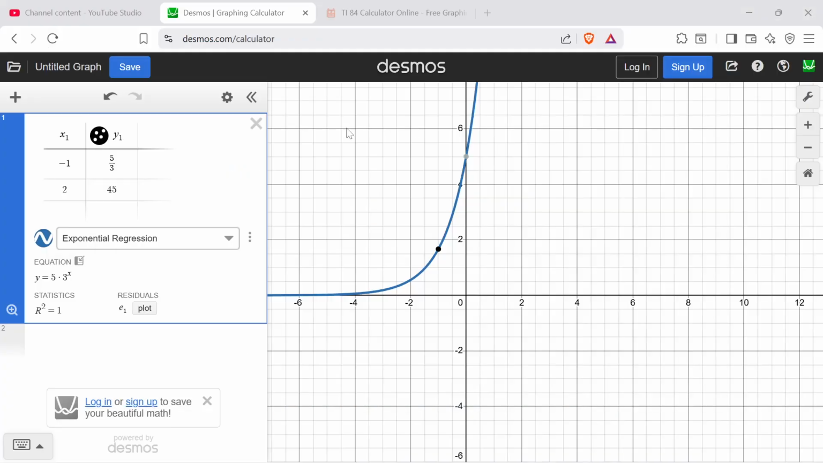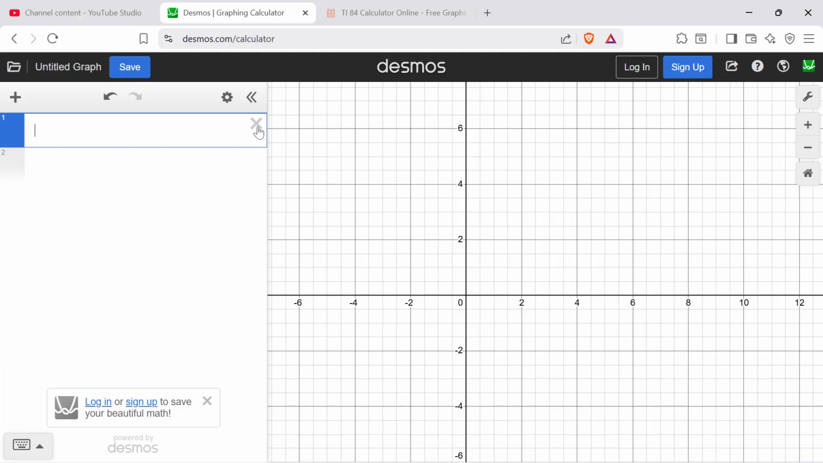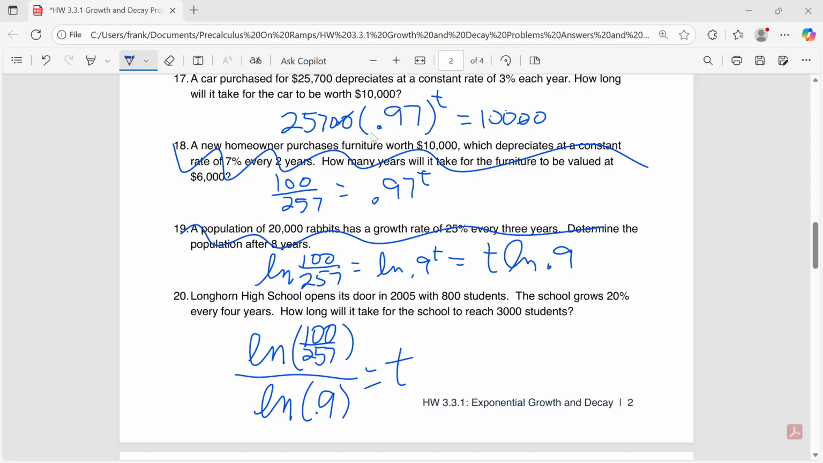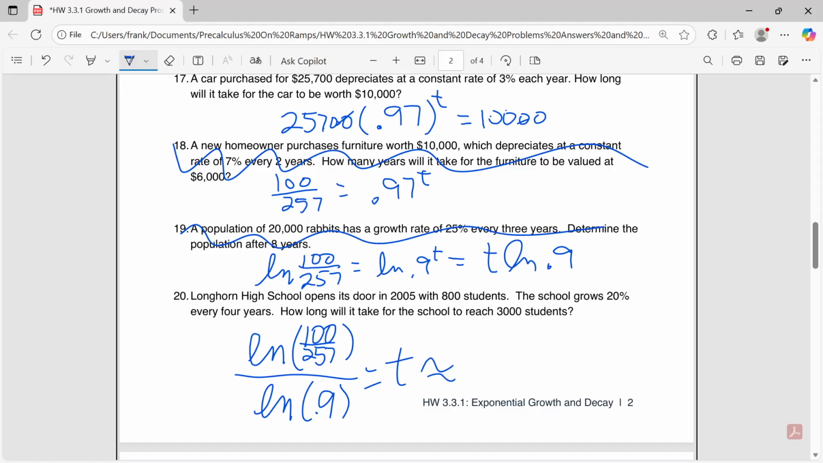And you can do that on your TI-84. I'm going to do it on my Desmos. Natural log of 100 divided by 257 divided by natural log of 0.97 equals approximately 30.989, approximately 31 years.